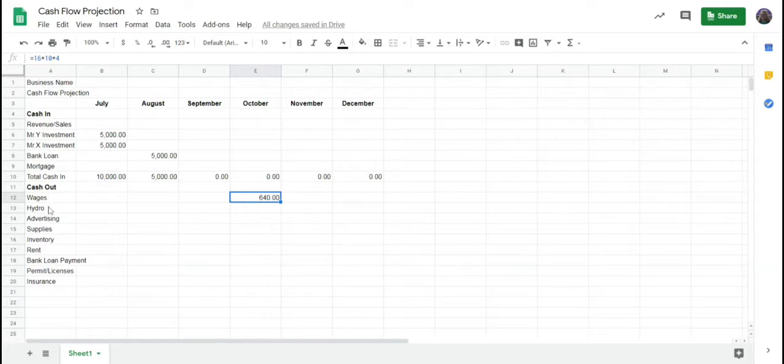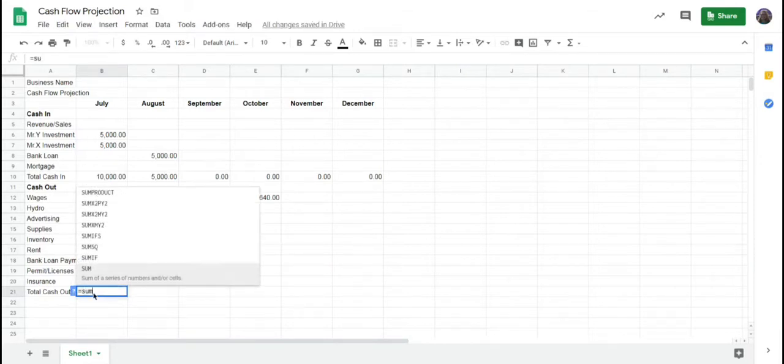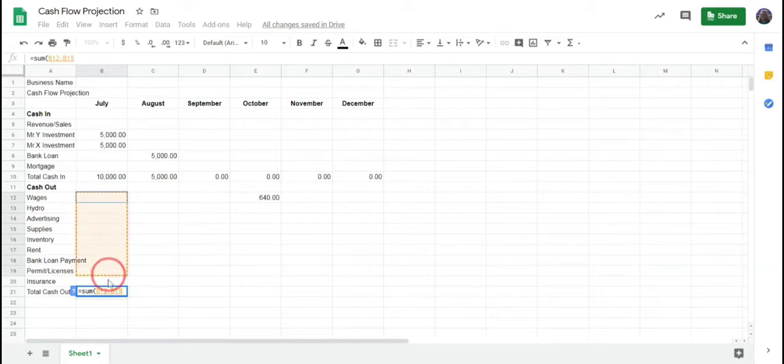Once you have all of those items of things that you need to pay for, you're then going to do another total. This is going to be your total cash out. Okay, and we're going to use the same formula. So it's the equal sum. Sum is when you want to add things together, and you're going to select all of those items that you've listed for things that you're going to be paying for and hit equal.